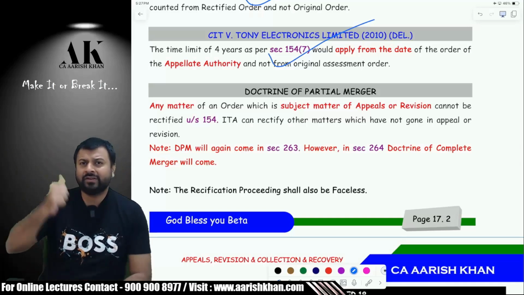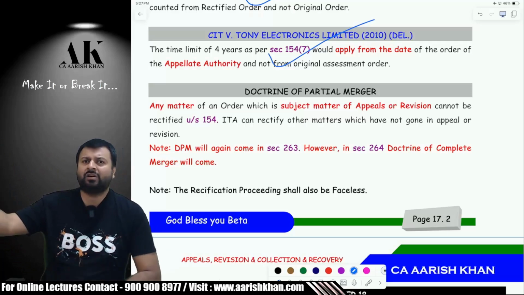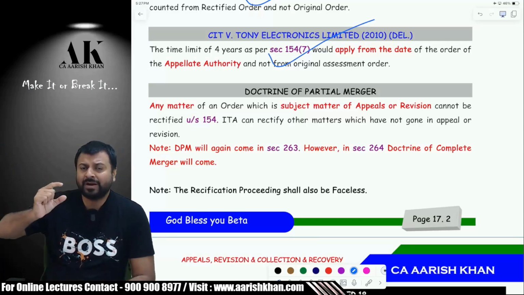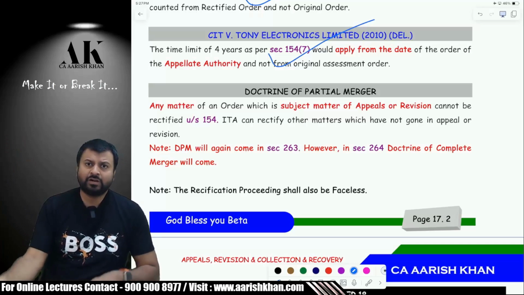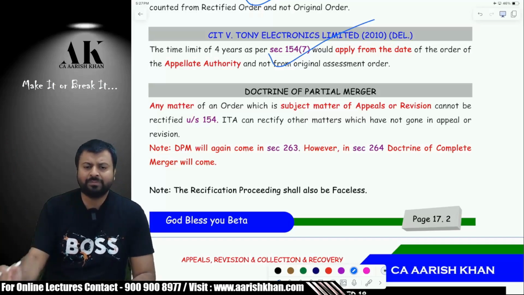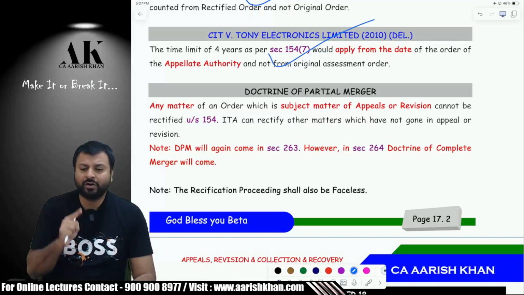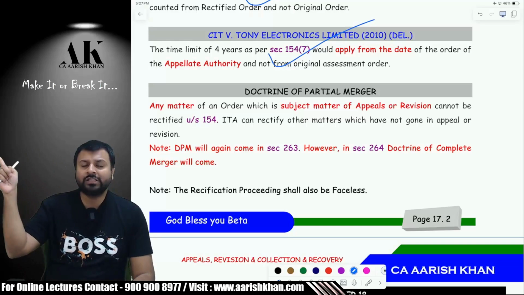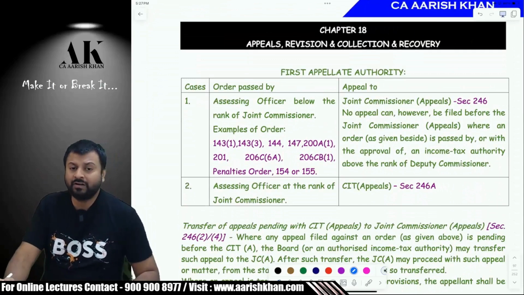Can I go for rectification for the other items? Yes. The order of the AO merges partially with the order of the appellate authority, and that much part cannot be rectified. Can I go for rectification for the matters which are not appealed? Yes. The matters which are not appealed and which have not gone in revision, you can definitely go for rectification in those cases. That is known as partial merger. So partial merger comes in 154 and 263, and in 264 we will see in some time the concept of complete merger comes. The concept of complete merger.